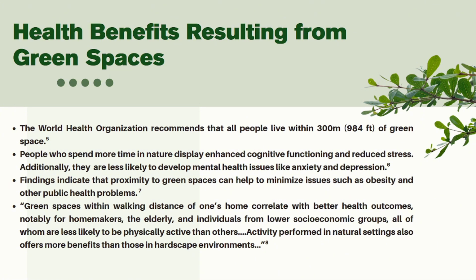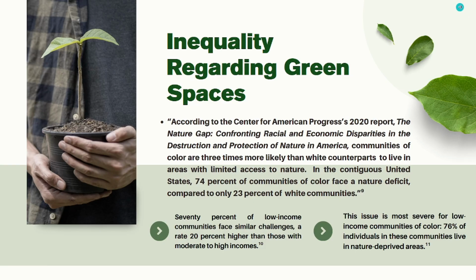And speaking of people from lower socioeconomic groups, there is a noticeable inequality regarding green spaces, especially in America. According to the Center for American Progress's 2020 report, The Nature Gap: Confronting Racial and Economic Disparities in the Destruction and Protection of Nature in America, communities of color are 3 times more likely than white counterparts to live in areas with limited access to nature. In the contiguous United States, 74% of communities of color face a nature deficit compared to only 23% of white communities.